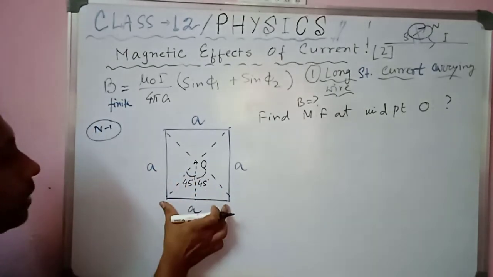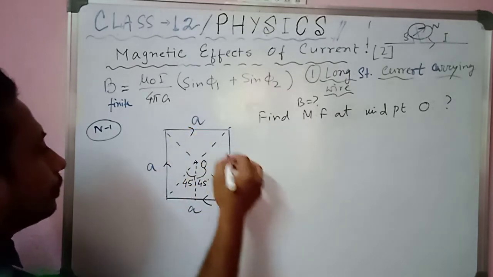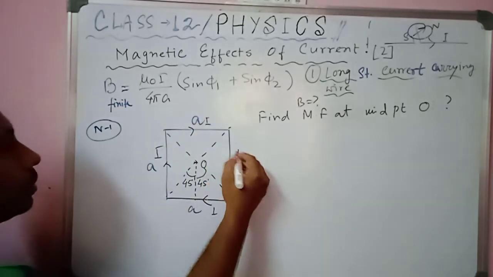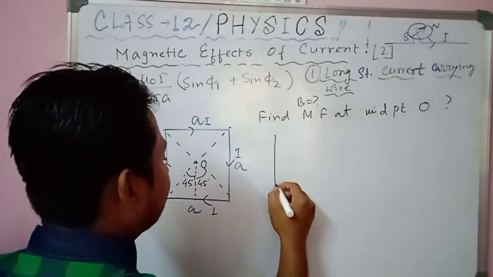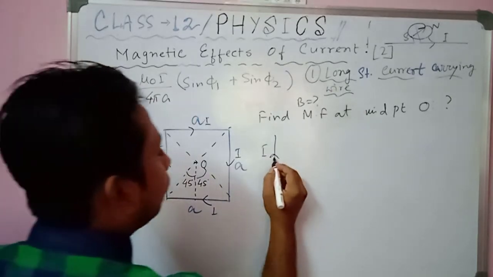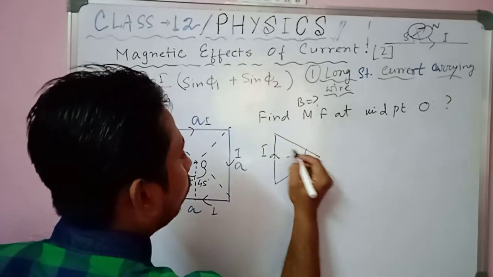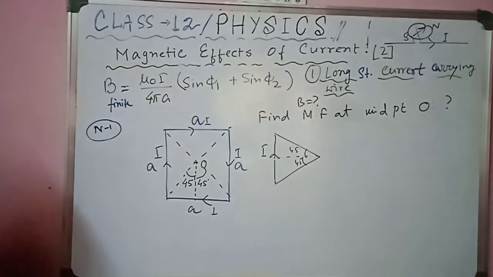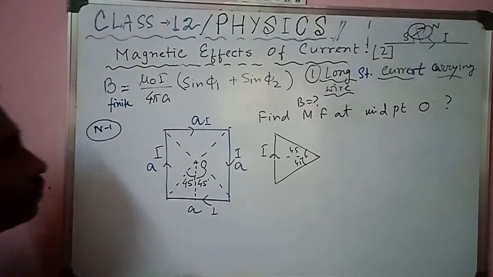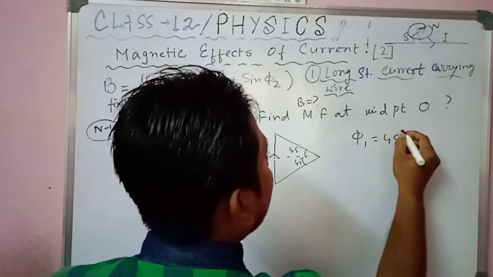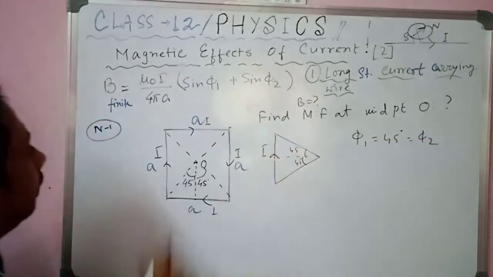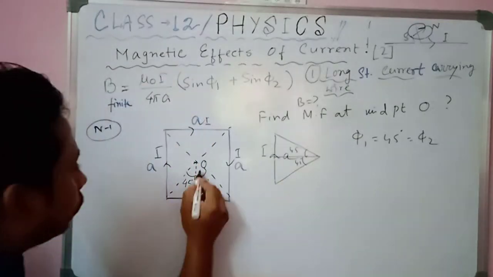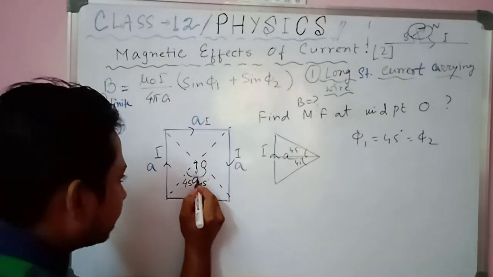So this is a current carrying wire, with current I, and from the midpoint there are two portions, 45 and 45. You know the formula mu naught I by 4 pi a, sine of phi 1 plus sine of phi 2. Here phi 1 is 45, equal to phi 2, both 45, and the distance a means this perpendicular distance.